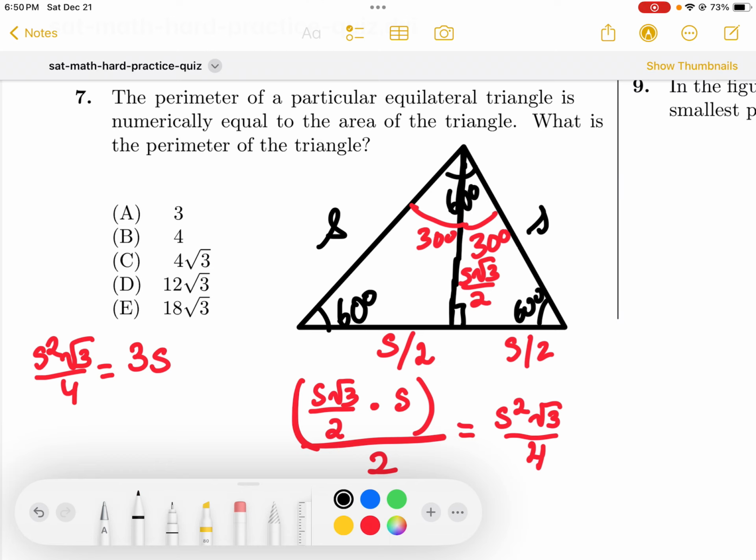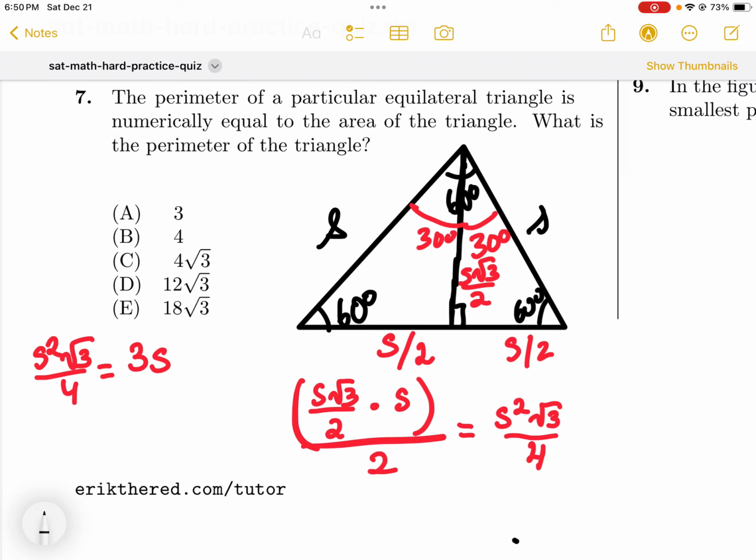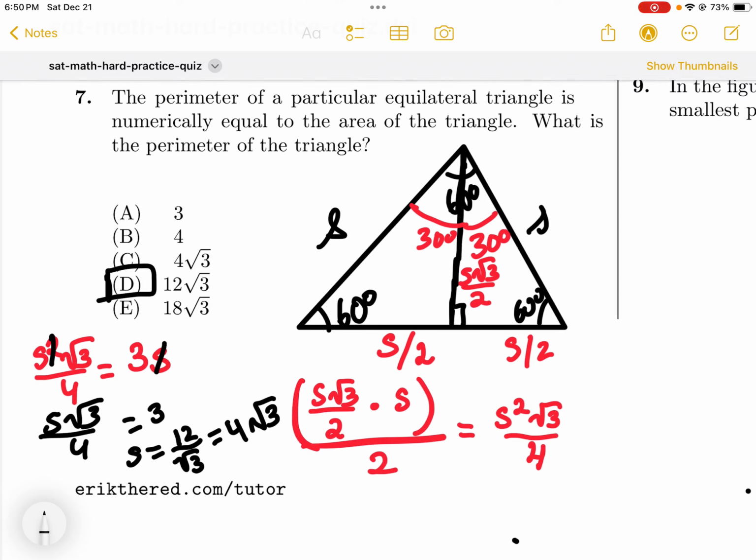So, first of all, we can divide both sides by s, right? So we get s root 3 over 4 is equal to 3. And then we get s is equal to 3 times 4 divided by root 3, which is 12 over root 3, which is 4 root 3, right? So the perimeter, 3s, will just be equal to 12 root 3.